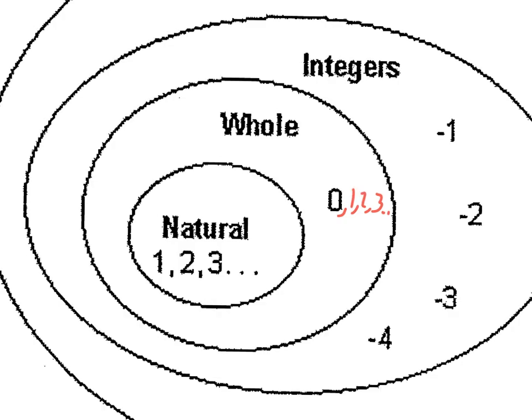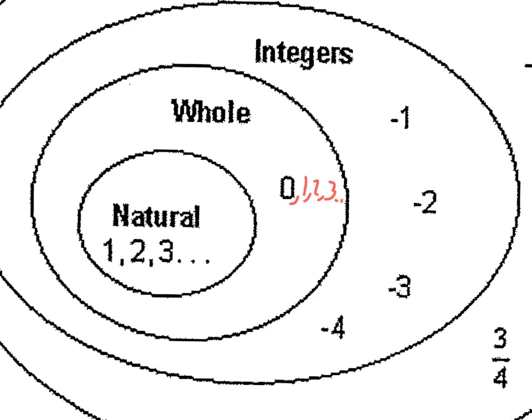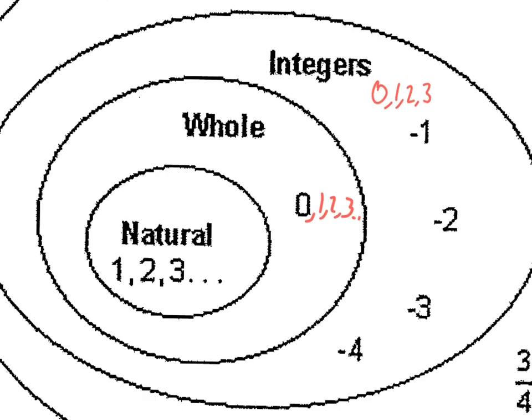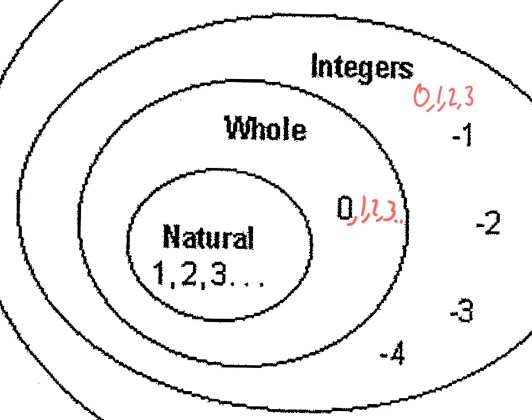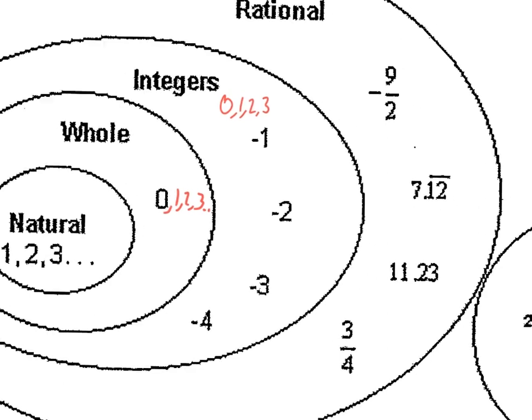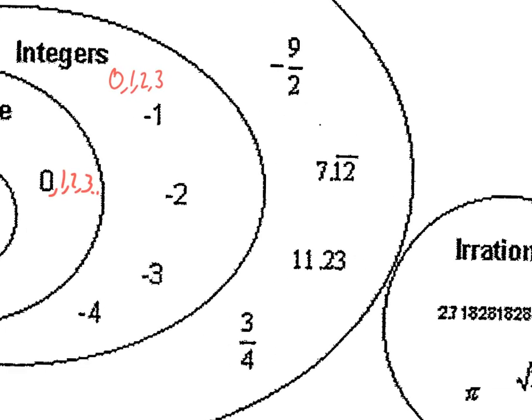No negatives. Integers include wholes, so we still have 0, 1, 2, 3, but now we also have -1, -2, -3, -4, all of those, and so on. So integers are just like whole numbers, but we're including the negatives as well. No parts, no fractions, no nothing additional to it. For rational numbers, we are including everything on the inside, the natural, whole, and integers, but now we have parts. So we've got our fractions, we've got our percents, decimals, whatever else, but we still have 0, 1, 2, 3, -1, -2, and all of those.